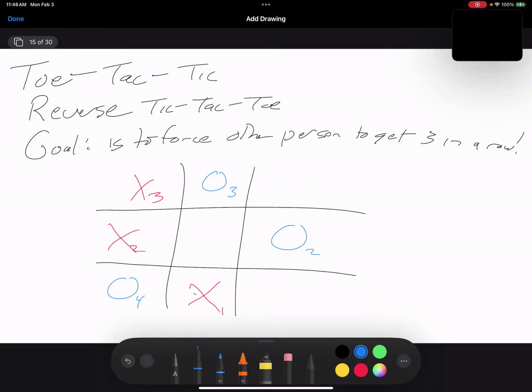How many moves do you have left? How many moves does O have left? One. Is there any way you can lose? By going there, you guarantee yourself at least a draw, because I have to take 2 out of the last 3 moves.